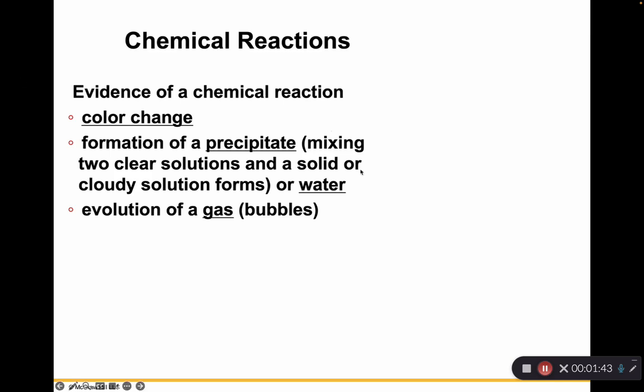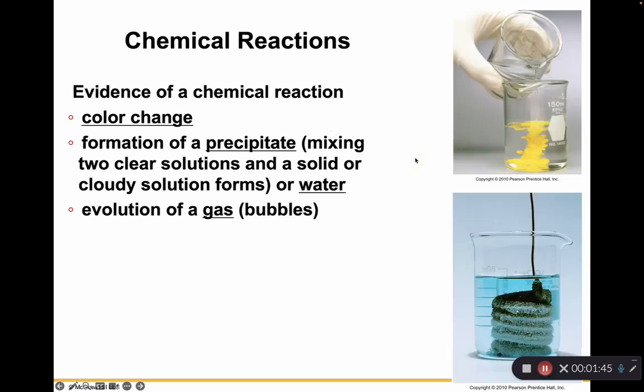Similarly, formation of a precipitate, right? If you mix two clear solutions and it results in a solid, that solid could be white or it could be colored, then it is the evidence of formation of a precipitate, meaning we have a successful chemical reaction here.